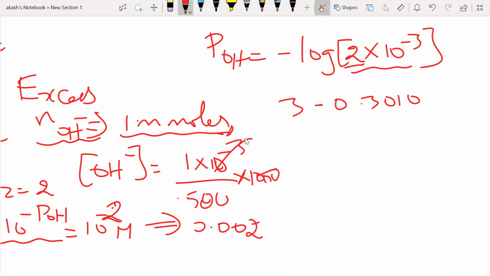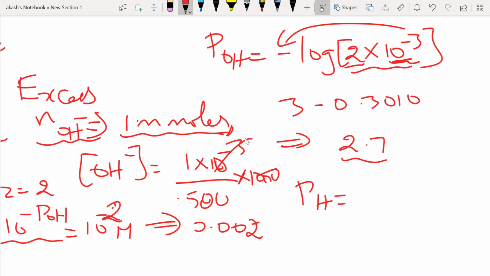This is log of AB, right? Log of AB I can write as log A plus log B. And you can see 10 to the power minus 3 is here, so the minus 3 can go in here, and that will become plus all these things. Do you want me to explain the log calculations, guys? No, sir. Okay, hope you understand the log calculation. So whatever the value, it will be around 2.7. That is my pOH.